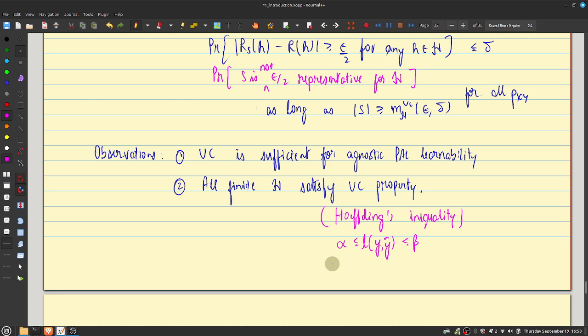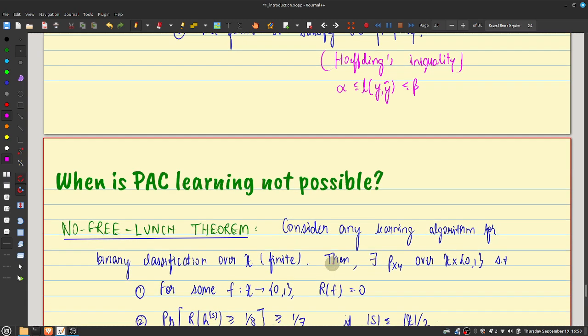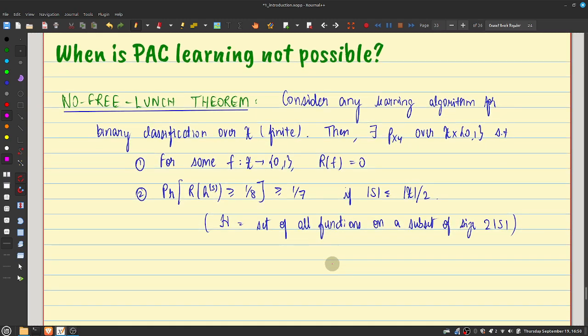But one thing to note is that if something satisfies the uniform convergence property, it is PAC learnable. The converse is not necessarily true. Just because it is not uniformly convergent doesn't mean that it is not PAC learnable. So that tells us when PAC learning is possible, but we'll also see when PAC learning is not possible.